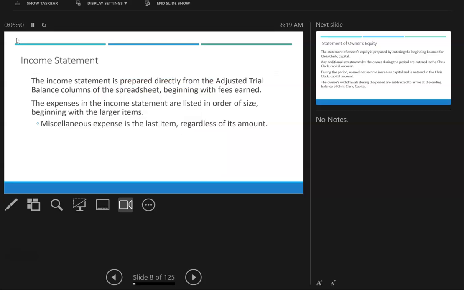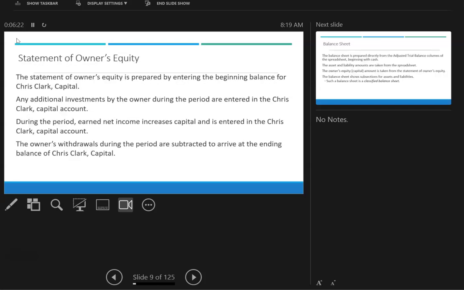The income statement is prepared directly from the adjusted trial balance column on the spreadsheet. We start with fees earned or any earnings, and then we take all the expenses. Because we know in an income statement, the only things on the income statement are revenues and expenses. The expenses in the income statement are listed in the order of size, beginning with the larger items. Miscellaneous expense is the last item, regardless of its amount.